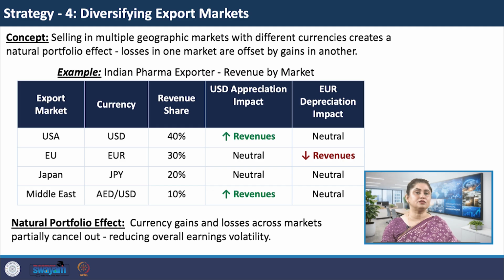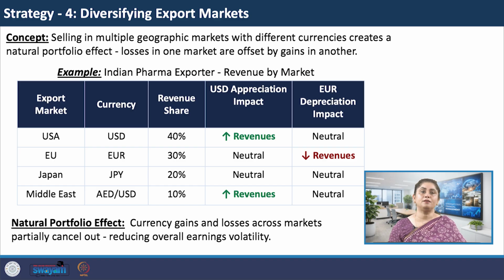Now, let's talk about the fourth strategy, which is called diversifying exports. Just as we diversify an investment portfolio across multiple asset classes to reduce the risk that any single asset's decline destroys the portfolio value, a firm can diversify its export markets across multiple currency zones to reduce the risk that any single exchange rate movement destroys its revenue. This is a very simple idea, but its implications are profound.